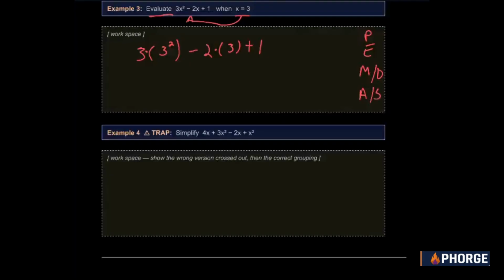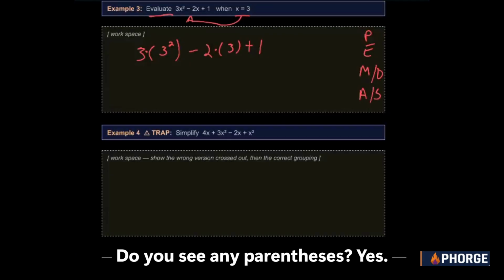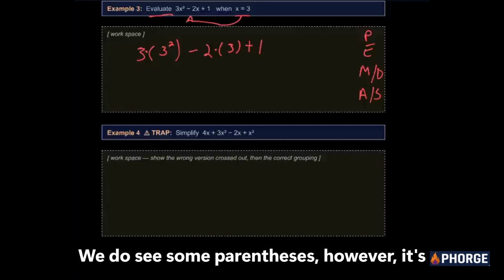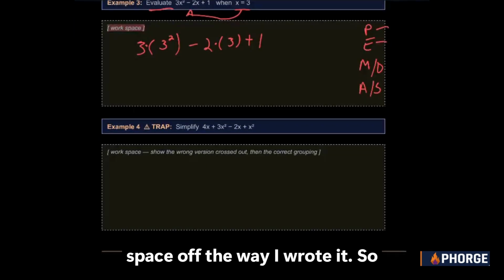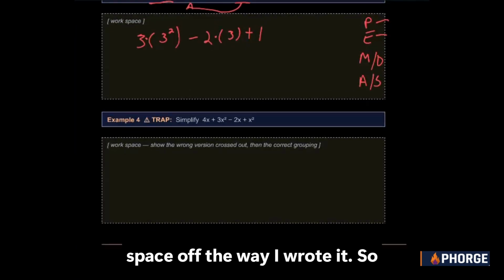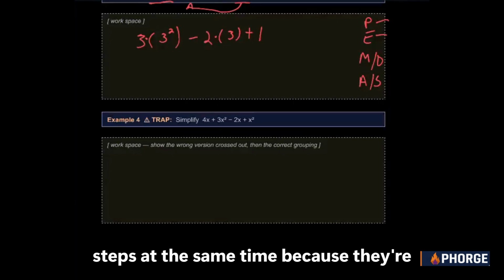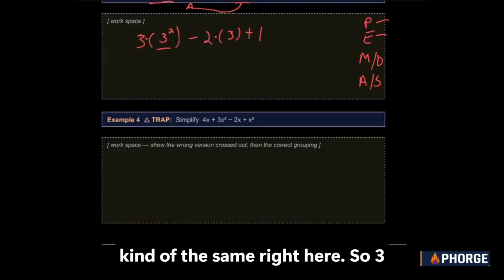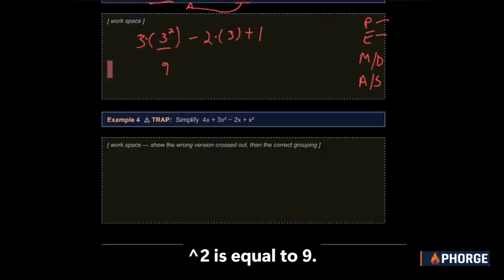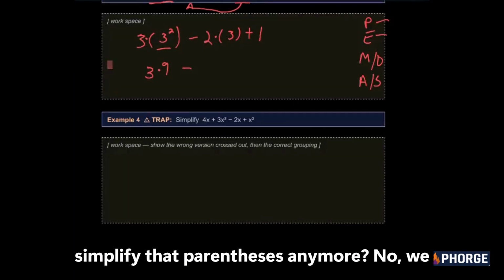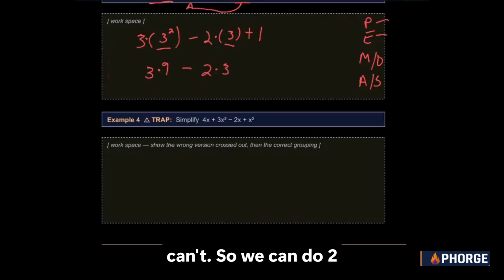Do you see any parentheses? Yes. We do see some parentheses. However, it's really just parentheses / exponents, just based off the way I wrote it. So we're going to be evaluating these two steps at the same time because they're kind of the same right here. So 3 squared is equal to 9. 3 times 9 minus, can we simplify that parentheses anymore? No, we can't. So we can do 2 times 3, which is the same as doing that.